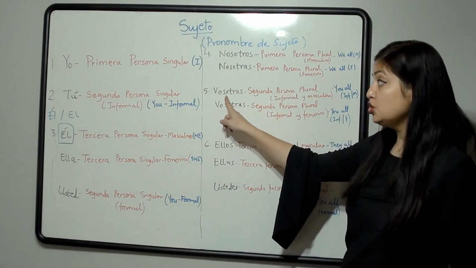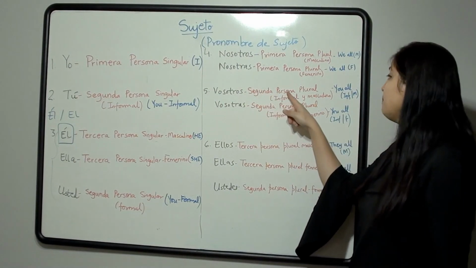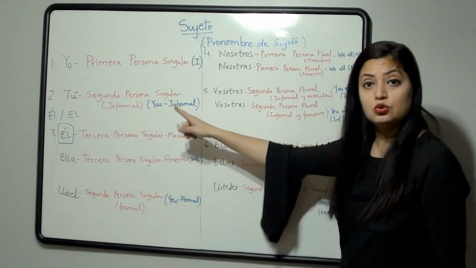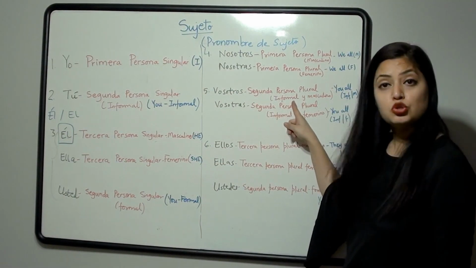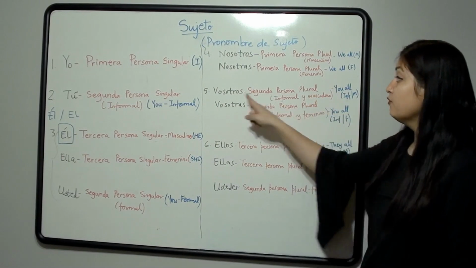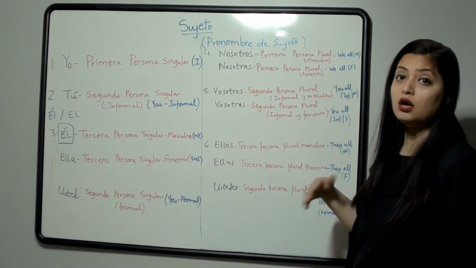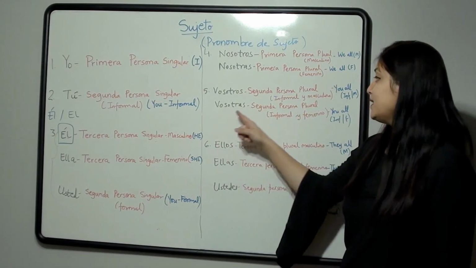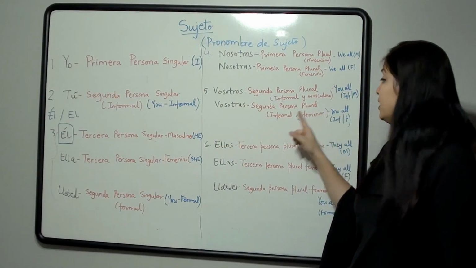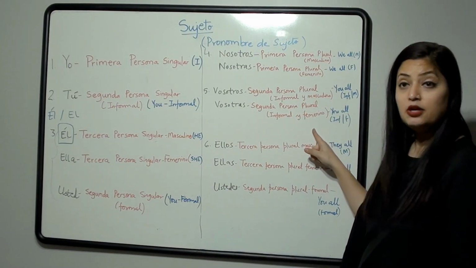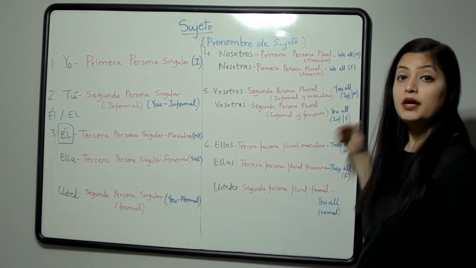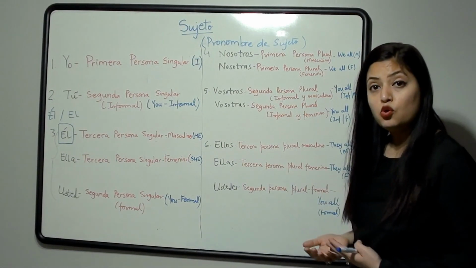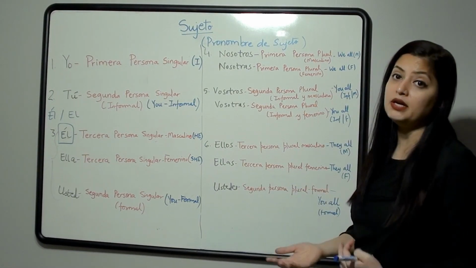Similarly, vosotros is segunda persona plural, it is second person plural. Informal, because "tú" is informal, so vosotros is also informal, and vosotros is masculino, or it is used for masculino or a mixed group. Vosotras es segunda persona plural, informal and femenino. Vosotros is used for "you all" in an informal setup for a masculine or a mixed group. Vosotras is used for "you all" only for a feminine group in an informal setup.